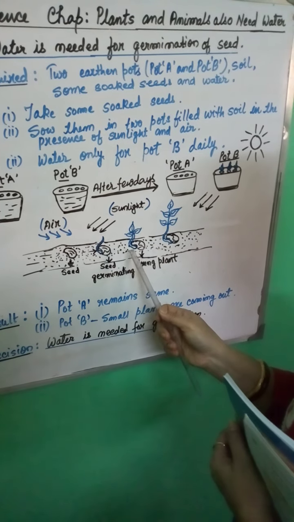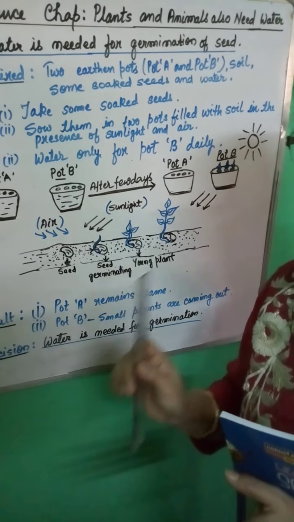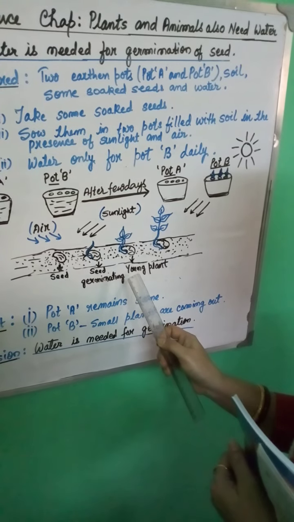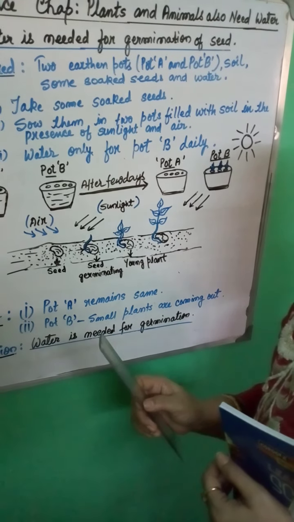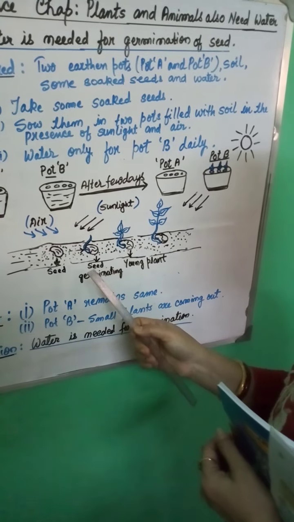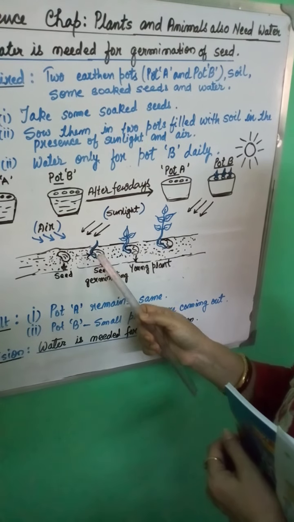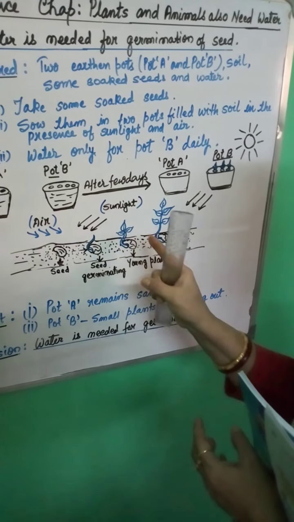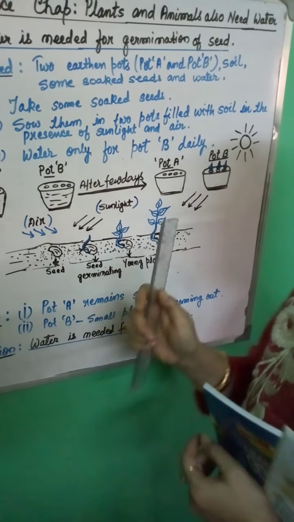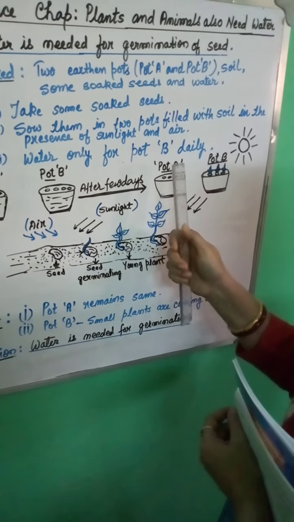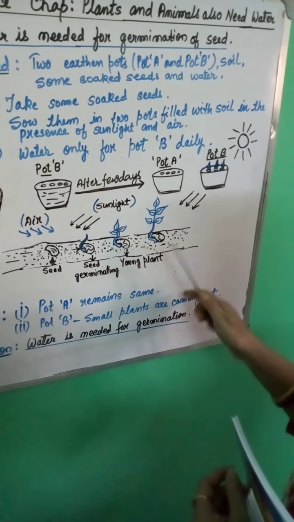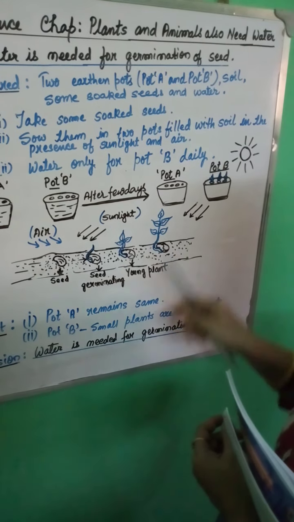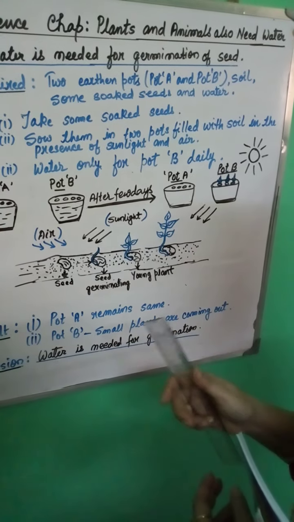In the third stage, after a few days, you will observe that the seed, having a plumule, becomes a young plant, and then it grows after that. Okay, the fourth, this is a little big tree, a plant.